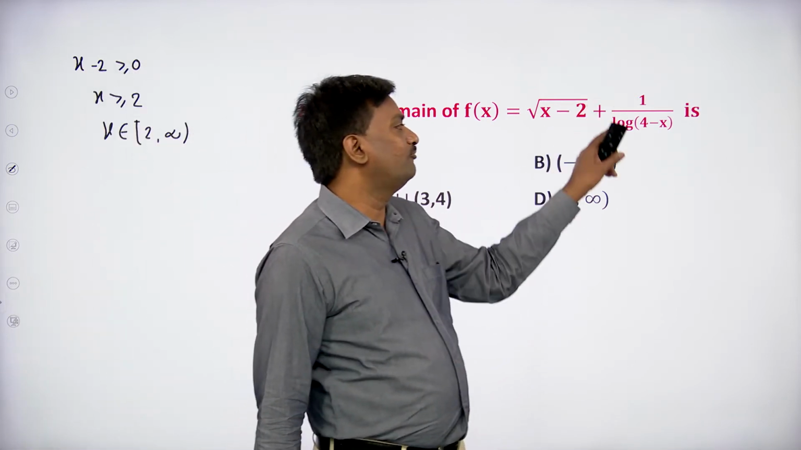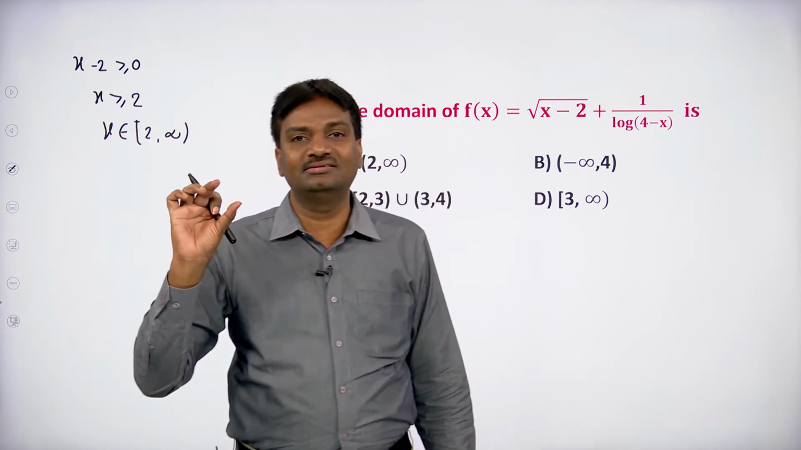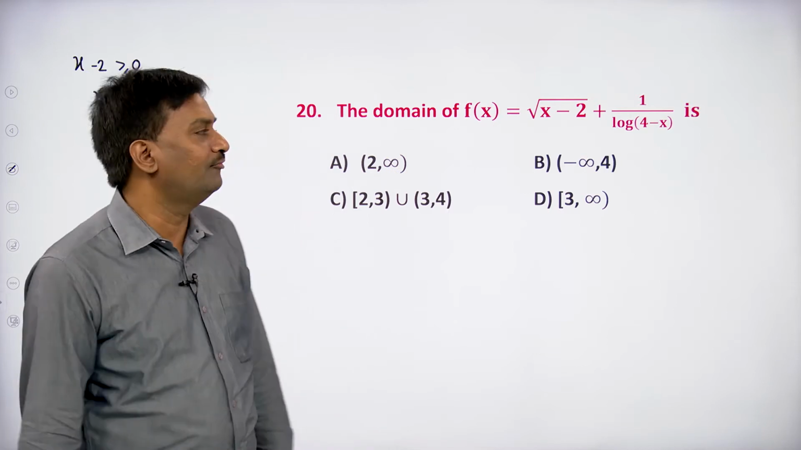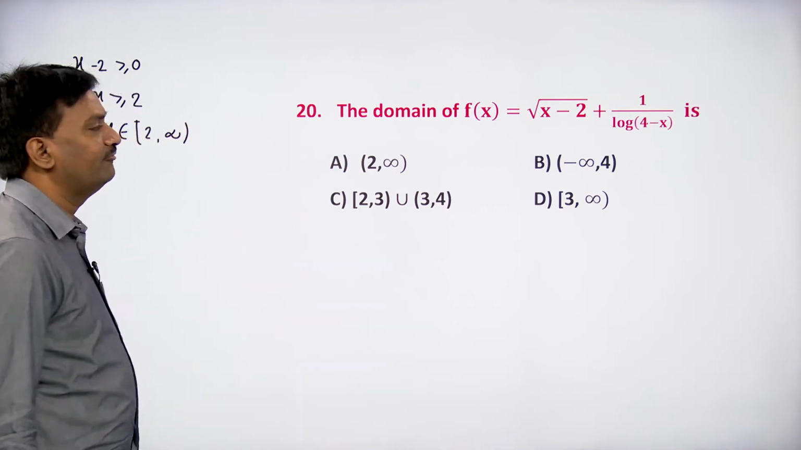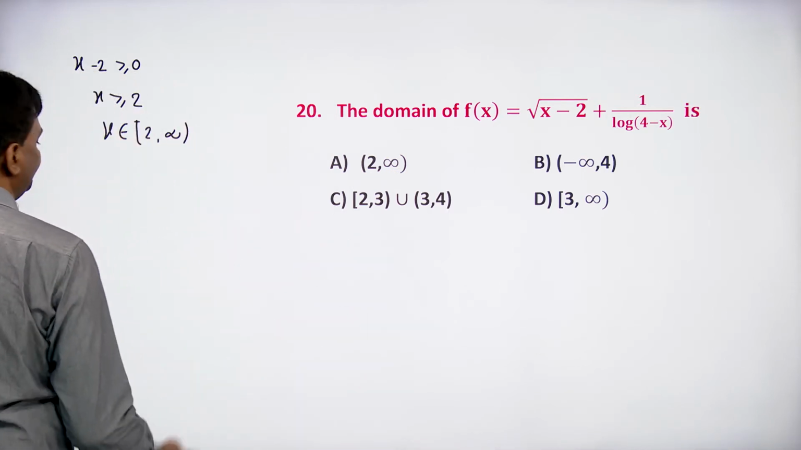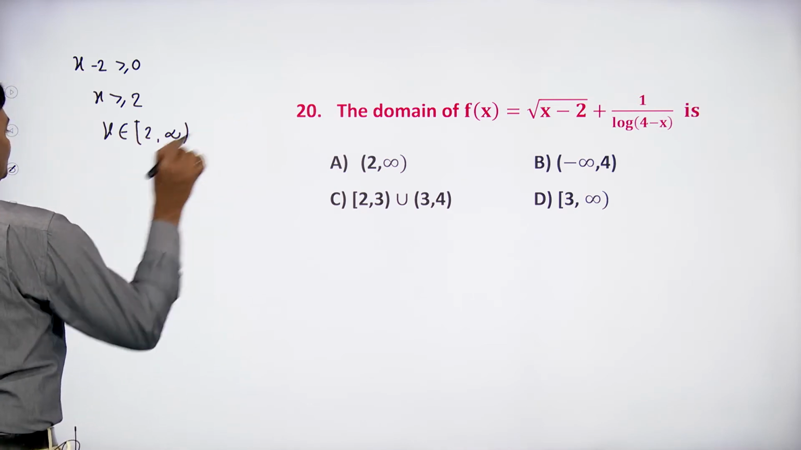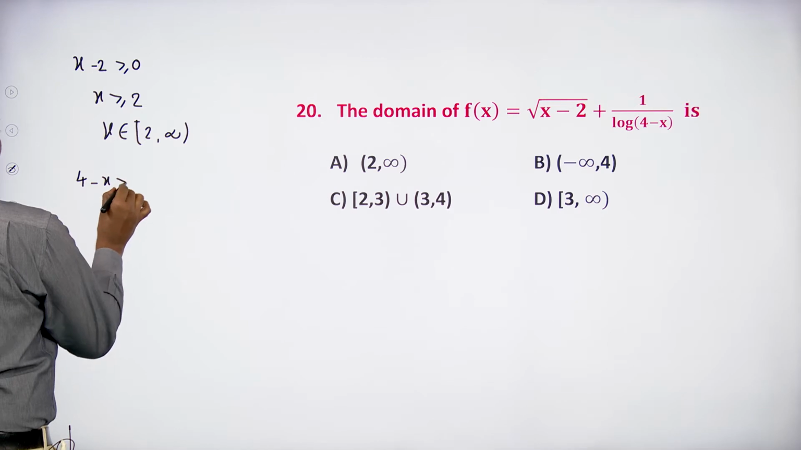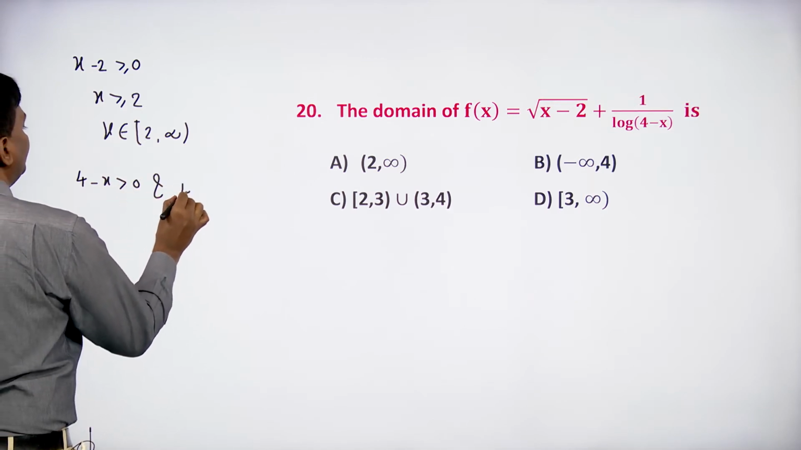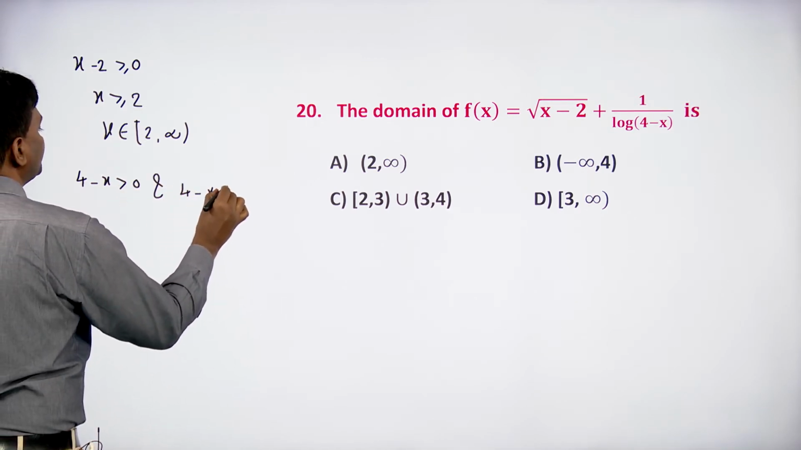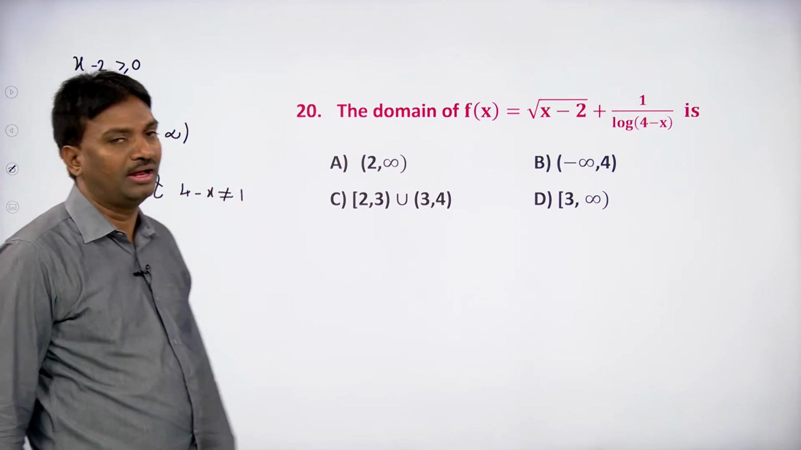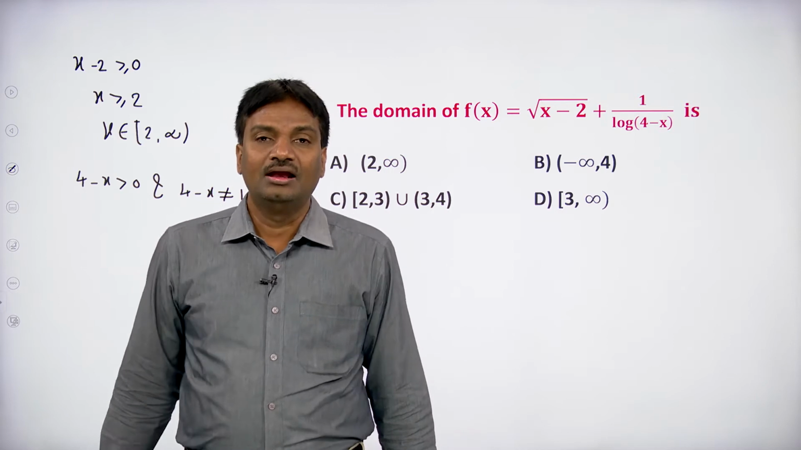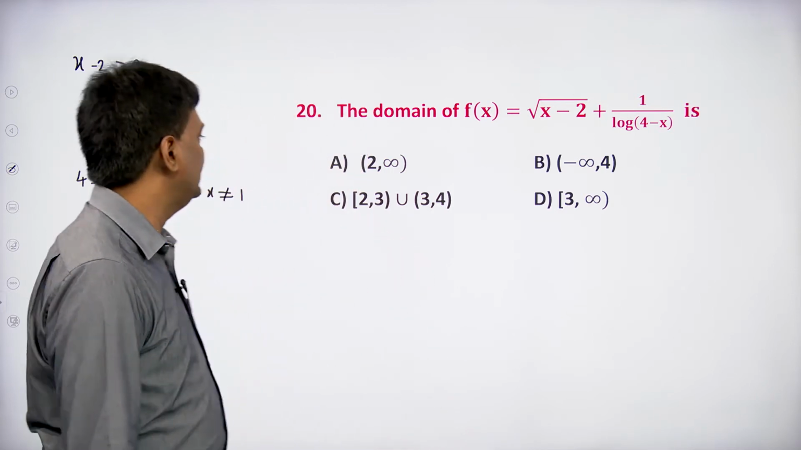So 1 by log 4 minus x means 4 minus x greater than 0 and 4 minus x not equal to 1. For the second function, 1 by log of 4 minus x, 4 minus x must be greater than 0 and not equal to 1. If you take 4 minus x as 1, then 1 by log 1, log 1 is 0, and 1 by 0 is infinity.